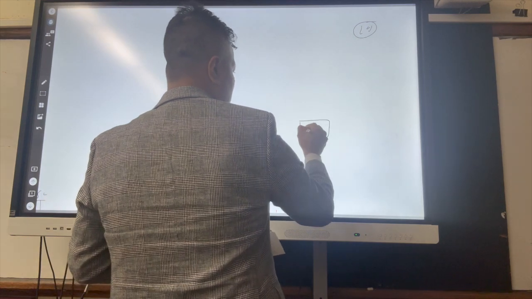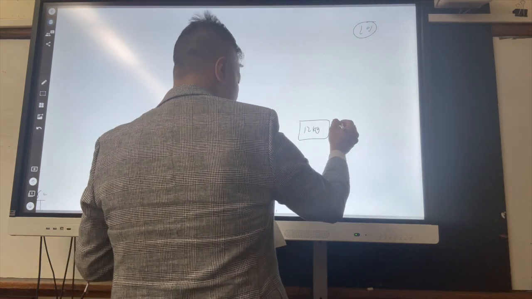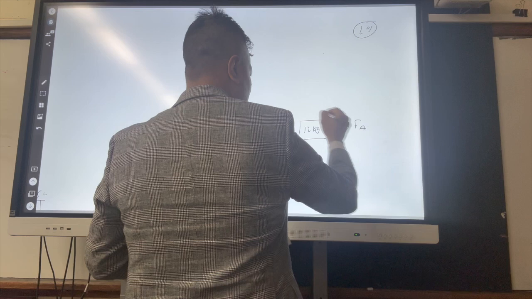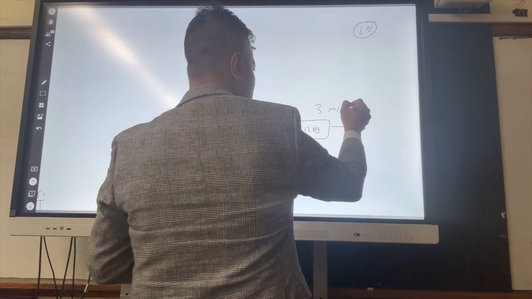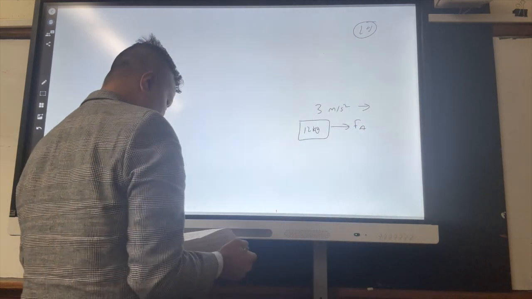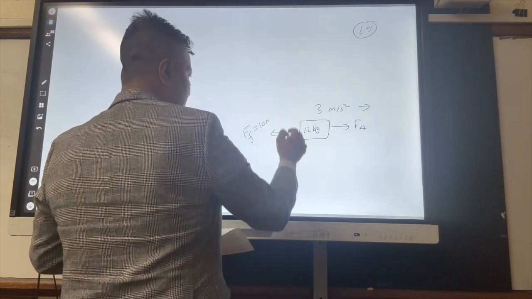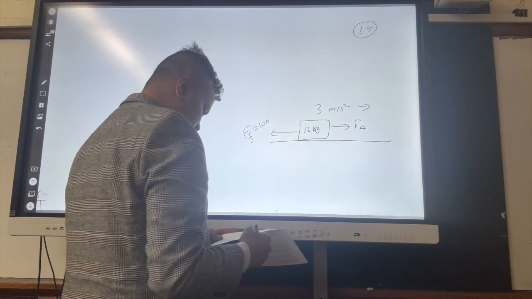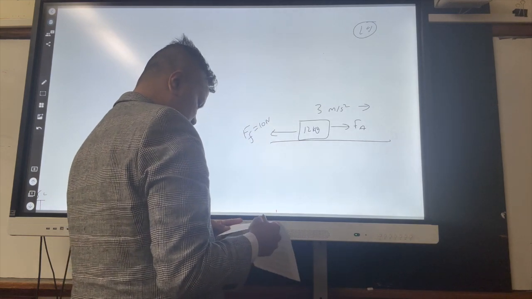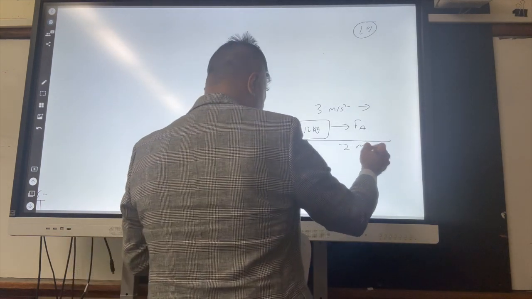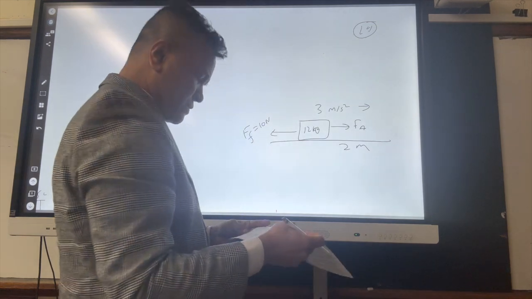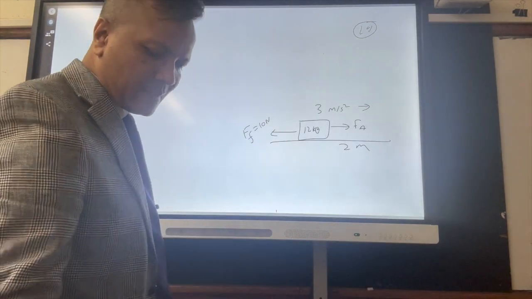This is 12 kilograms, right? And then this is FA, and this is accelerating 3 meters per second squared to the right, and this FF is 10 newtons. And this moves for how long? It moves for 2 meters. What we are trying to find is the magnitude of work done by friction, by net force.